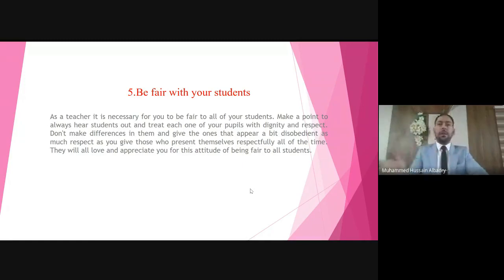There is no difference, for example, between teaching men and women. Both of them are the same. Beautiful, not beautiful, rich, poor, all the same. Make a point to always hear students out and treat each one of your pupils with dignity and respect. Okay, you should respect all of them. You should not respect only some students and not others. No, you should respect all your students.